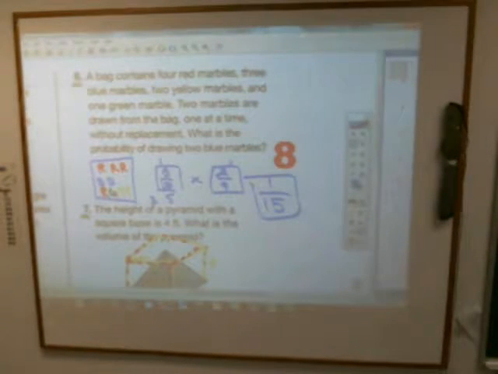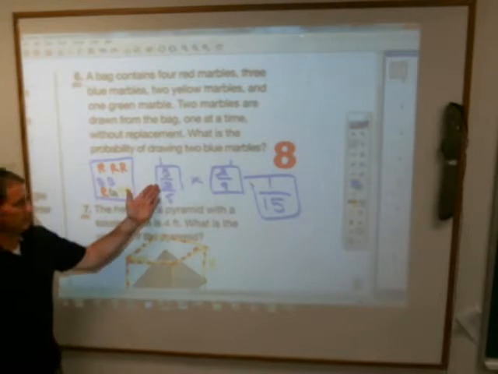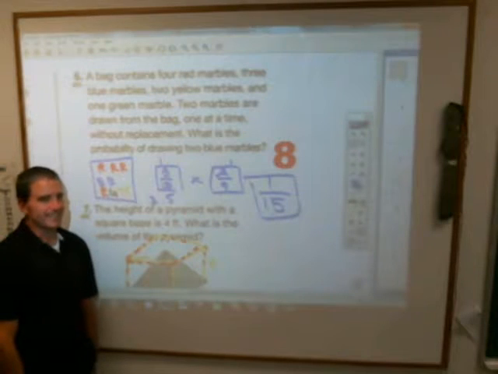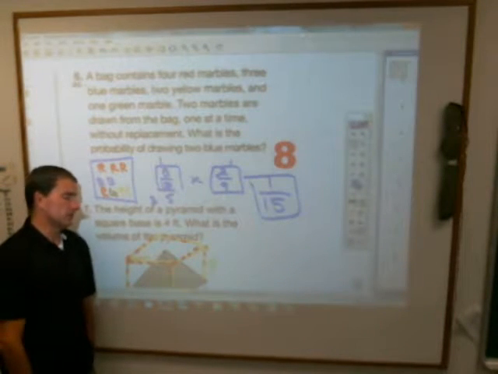Had you put the blue marble back in before you drew the second one, it'd be 3/10 times 3/10, and you'd get 9/100, but that's not the case right now.